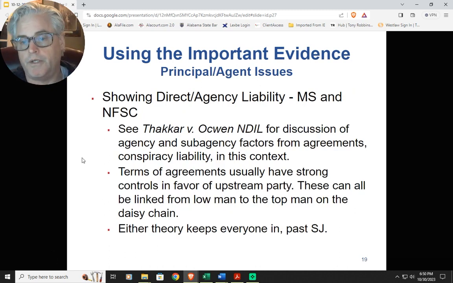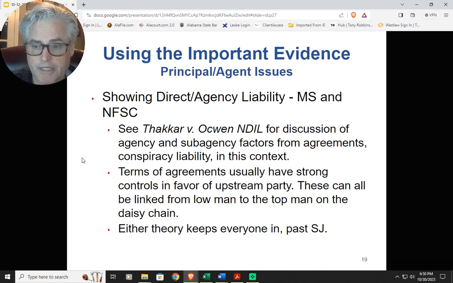So, one of the best discussions I've seen on this issue is in the Thacker versus Aquin case from the Northern District of Illinois. That is my case. Judge Tharp handled that case and wrote this decision. And essentially, it's a very lengthy opinion, talks about agencies and sub-agencies and the factors that come into the analysis from these various contracts.